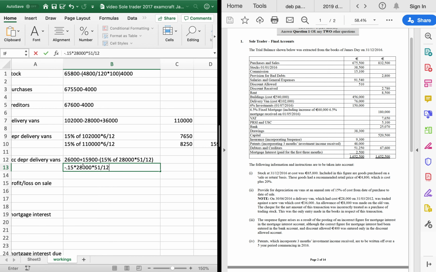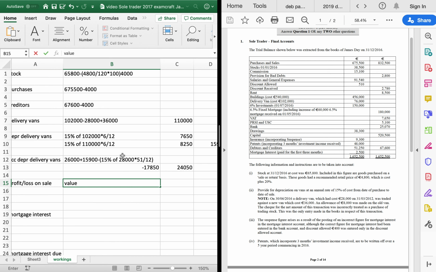Sorry, so that's 17,850 gets taken away. So your accumulated depreciation is plus 15,900 minus 17,850, which is 24,050. Okay.